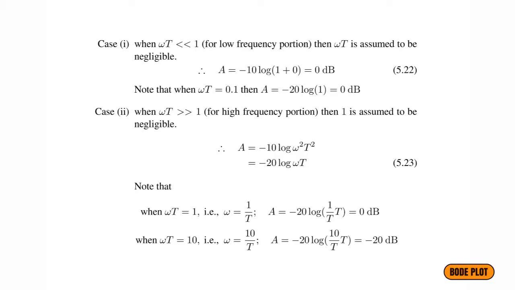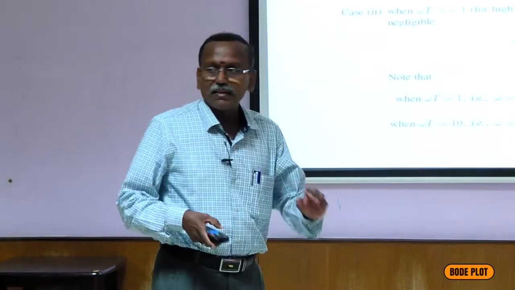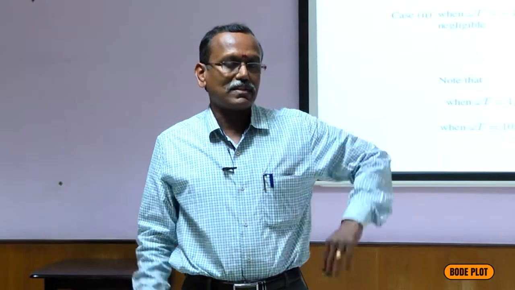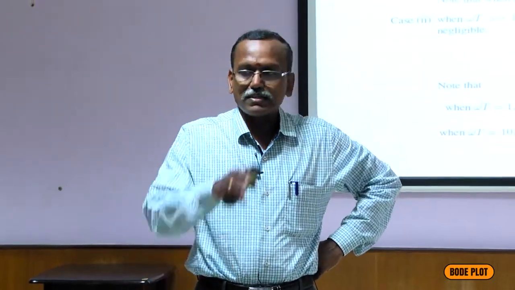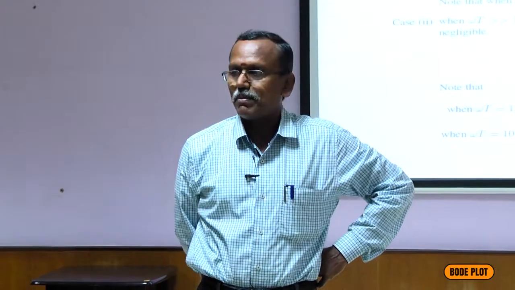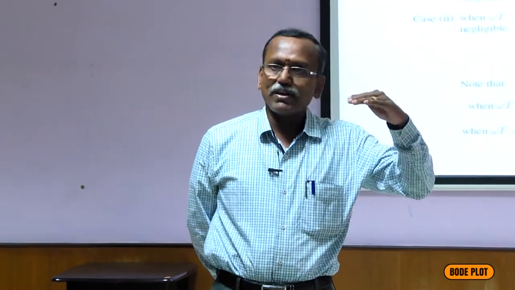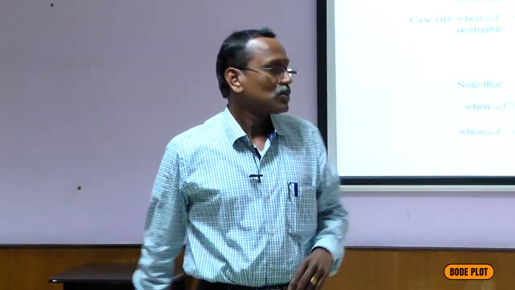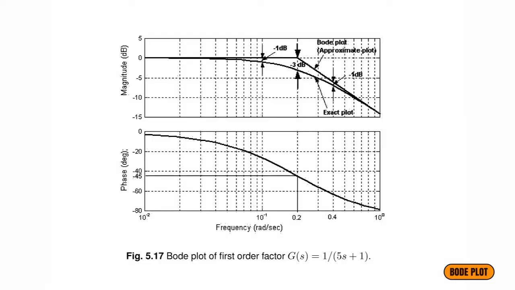So, for a distance of 1 decade, 1 to 10, means 10 times, a distance of 1 decade, it is decreasing at the rate of minus 20 dB per decade. Therefore, after corner frequency, the plot is decreasing at the rate of minus 20 dB per decade. Up to corner frequency, what is the plot? 0 dB. So, for a first order factor, the approximate frequency response is 0 dB up to corner frequency. After that, minus 20 dB per decade. At that rate, it is decreasing.